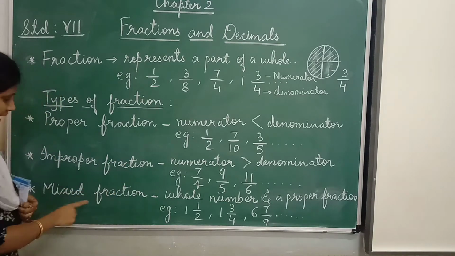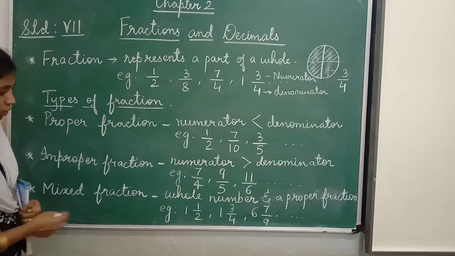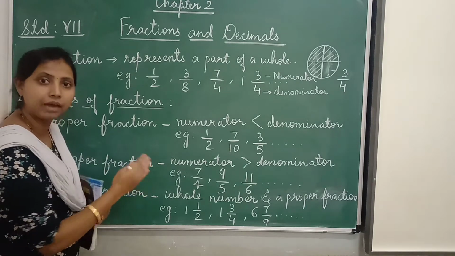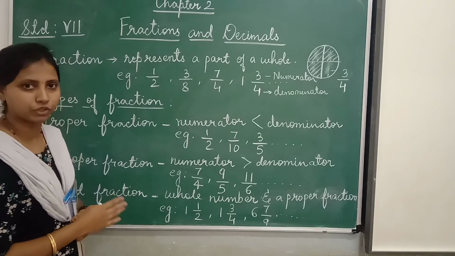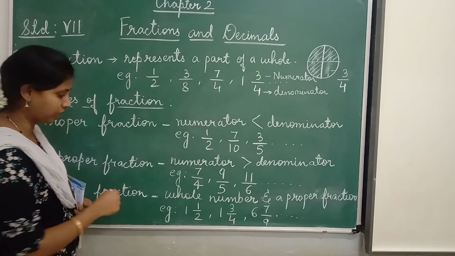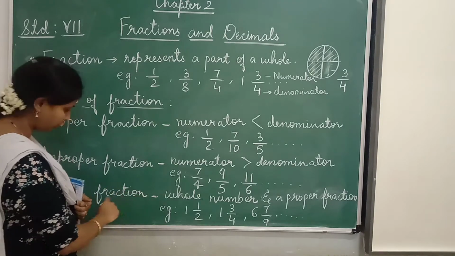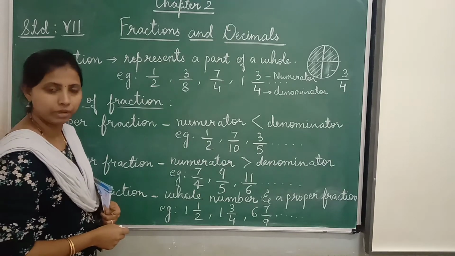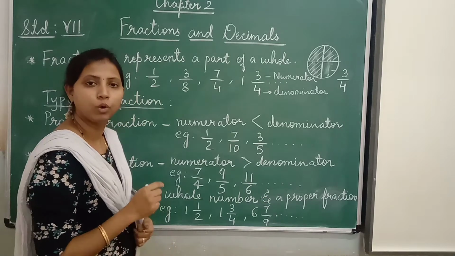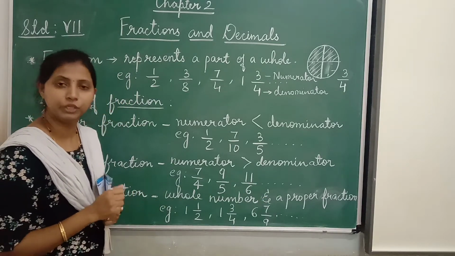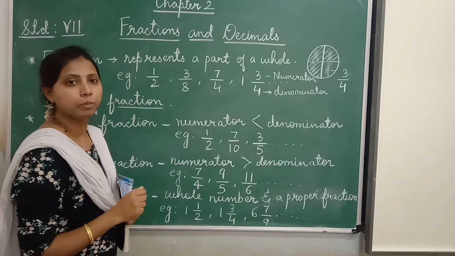Then the next kind is mixed fraction. The improper fractions can be converted into mixed fractions. You have learned how to convert an improper fraction into a mixed fraction. I will tell you once again. But first let us see what you mean by mixed fraction. Mixed fraction means when a whole number and a proper fraction are written together, it forms a mixed fraction.